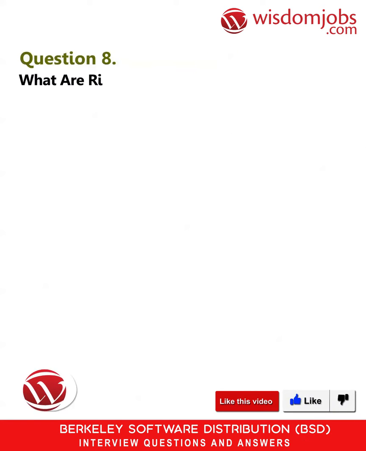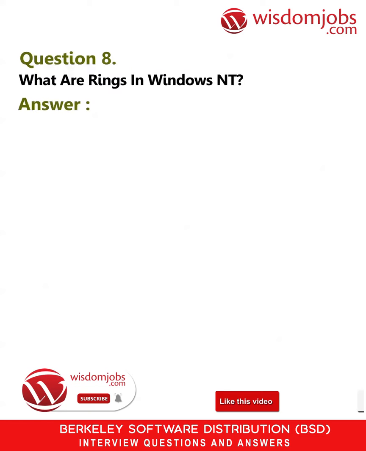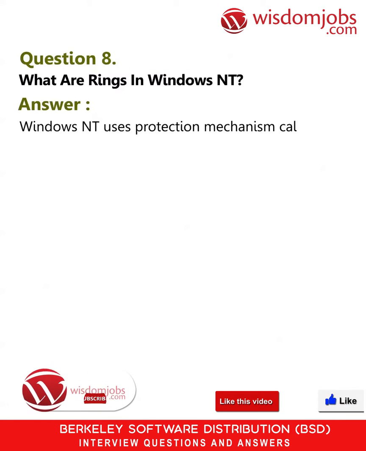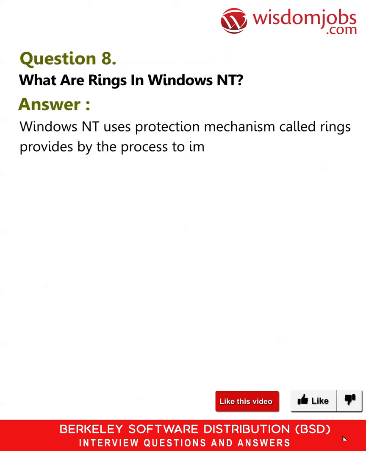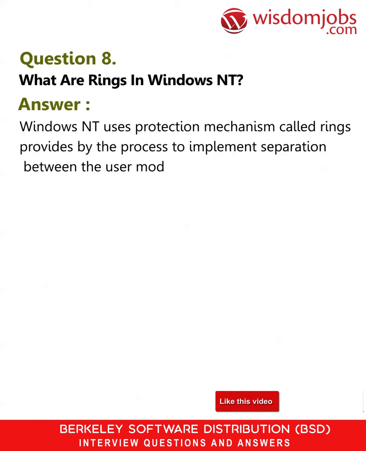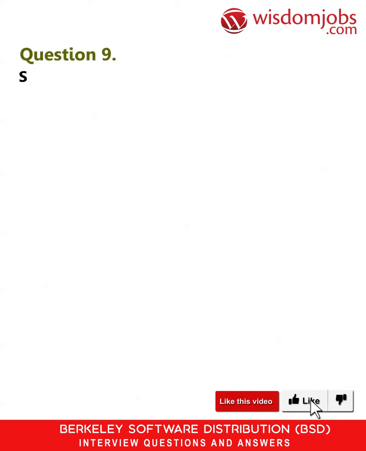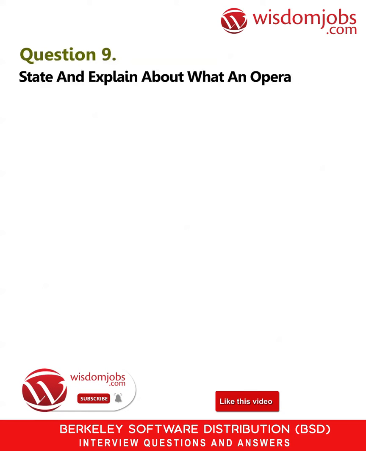Question 8. What are rings in Windows NT? Answer: Windows NT uses a protection mechanism called rings, provided by the processor, to implement separation between user mode and kernel mode. Question 9. State and explain what an operating system is.